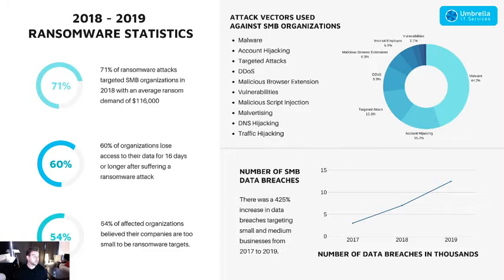Below, we can see here the number of SMB data breaches. There's been a 425% increase in data breaches targeting small and medium businesses from 2017 to 2019. So this is on a dramatic incline. There's a big increase in activity. A lot of these attacks now have been automated by these malicious hackers, and it is very important to make sure that you have the proper security and backup solutions in place to make sure that your association is going to be safe should you be targeted by these hackers.